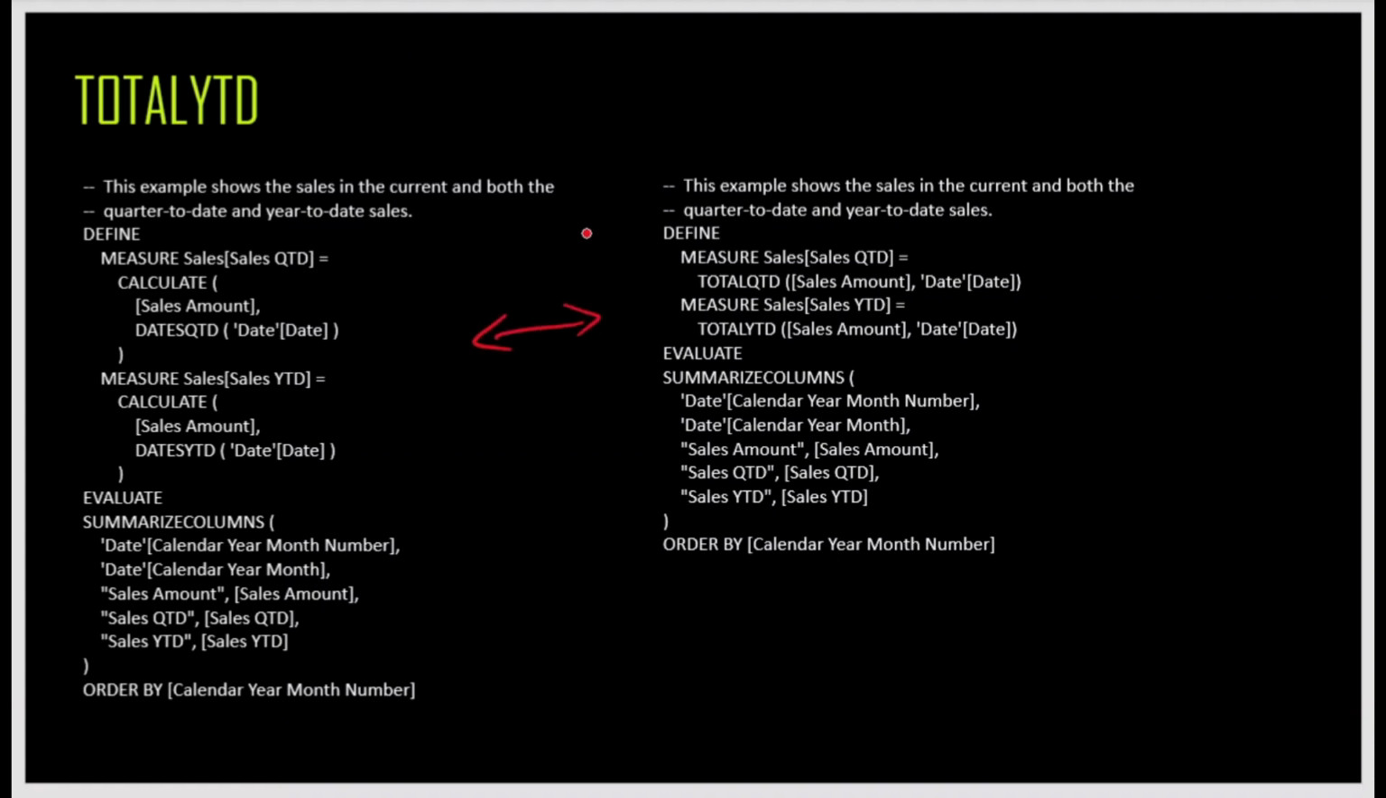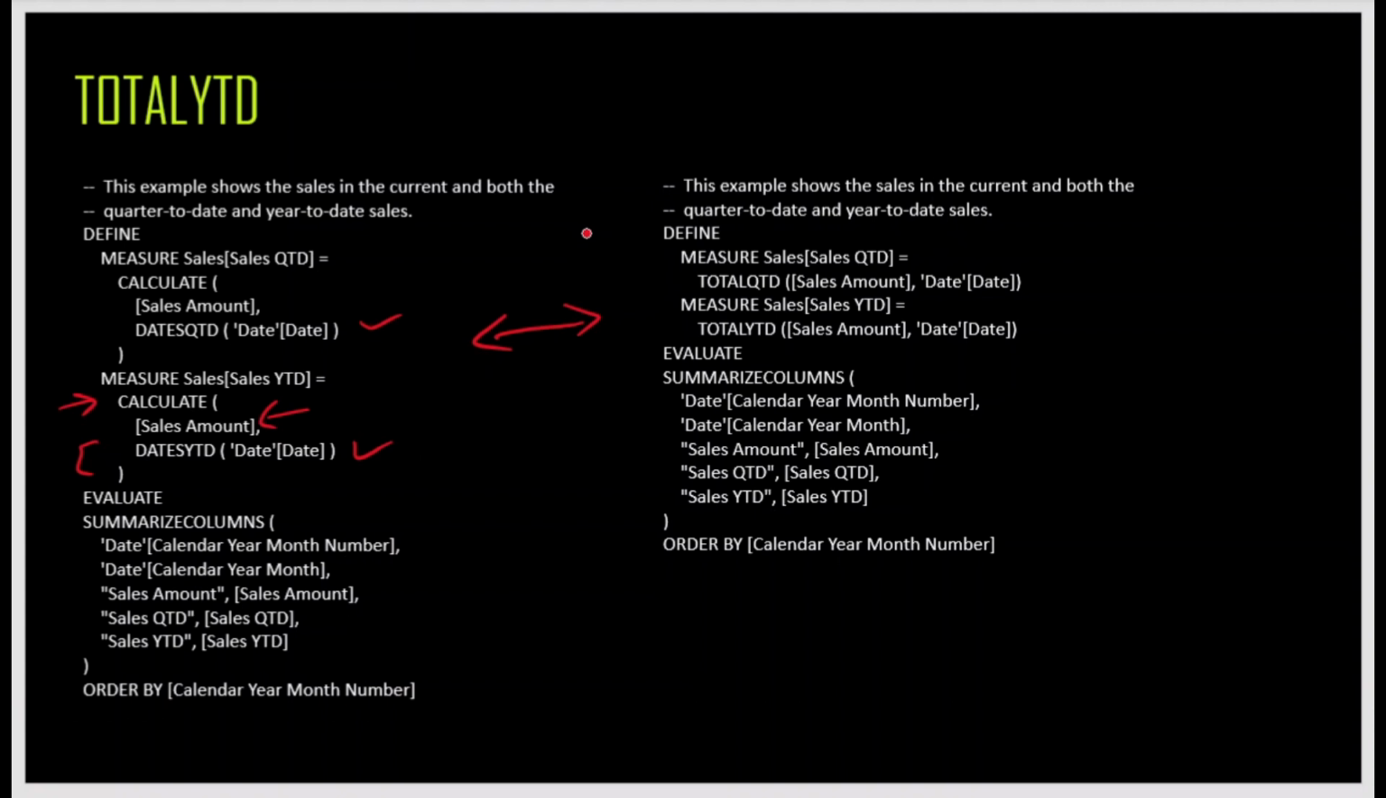In the first example, we are using DATESYTD. So whenever you use DATESYTD in order to do any calculation, you will be using CALCULATE function in order to change the context for the date by using DATESYTD function. So here we are calculating the sales amount using DATESYTD as our context.